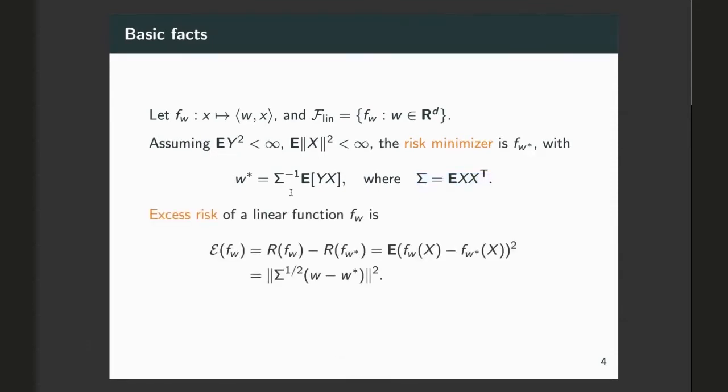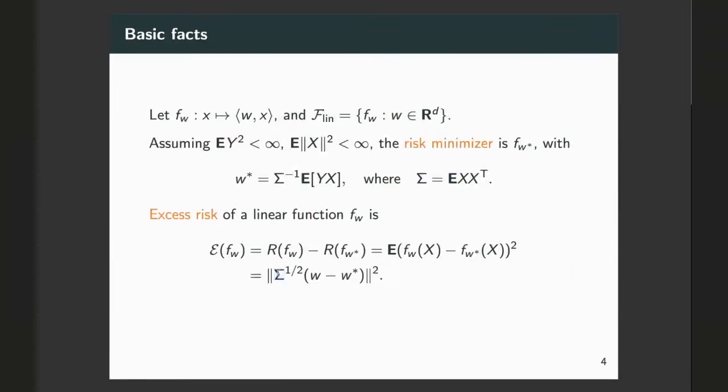Now, if you have a linear function, we can look at its excess risk, the difference of its risk and the one of the best linear function. Because the class of linear functions is a vector space in L2, we have a Pythagoras theorem. So the excess risk is the squared L2 distance between the two linear functions. And so the excess risk is just a quadratic form of the difference of the two parameters, and the form is given by the covariance matrix Sigma.